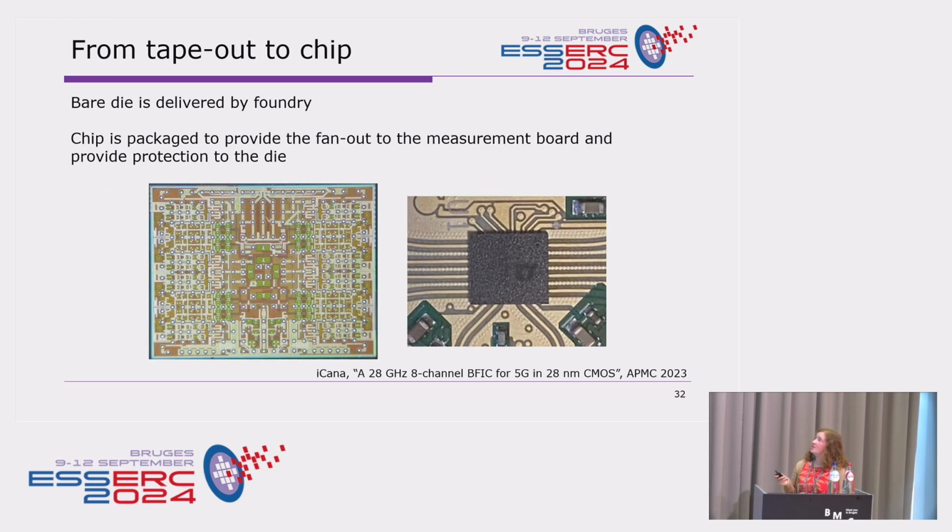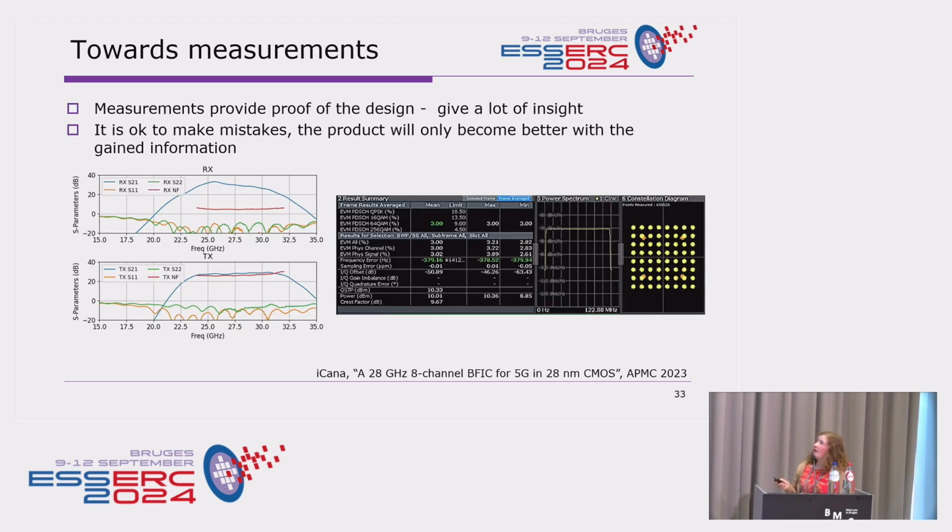And then once the design is done, you go to a tape out, and first you get this bare die back. And then afterwards, what we do is we package them. So we package them to protect them and to have the fan out towards the board, as you can see over here. This is the chip that I showed you in the system before, so the beamforming IC, operating at 28 gigahertz. And then afterwards, what we do is measurements.